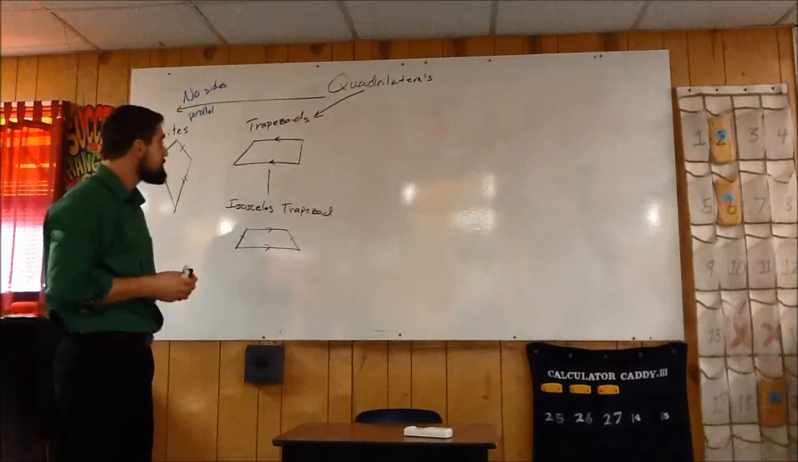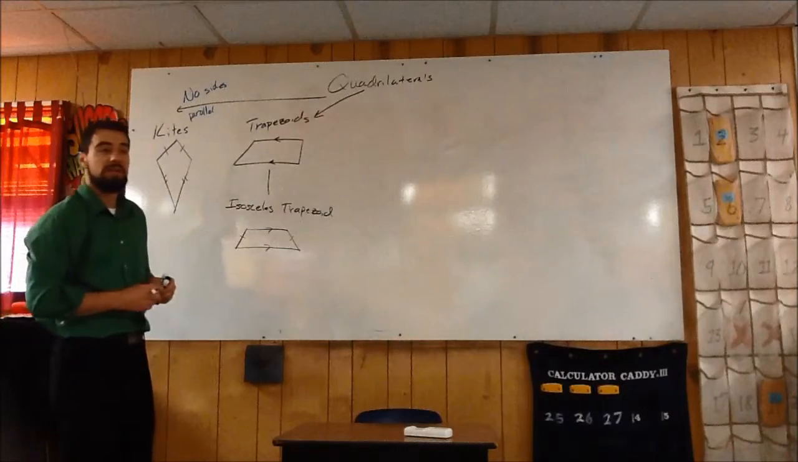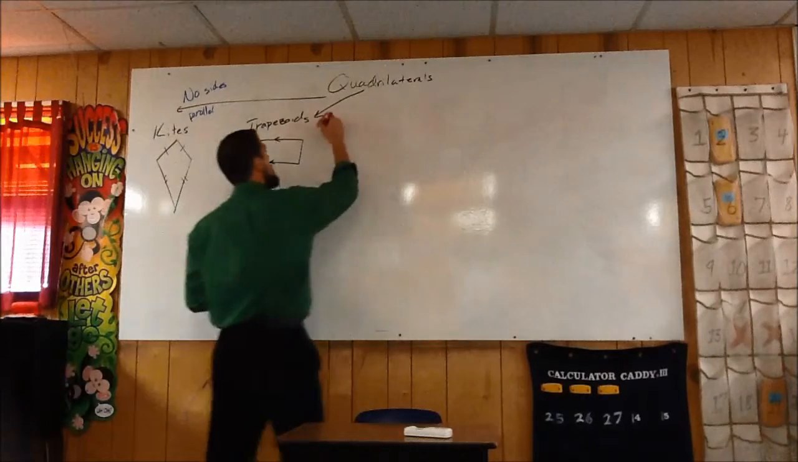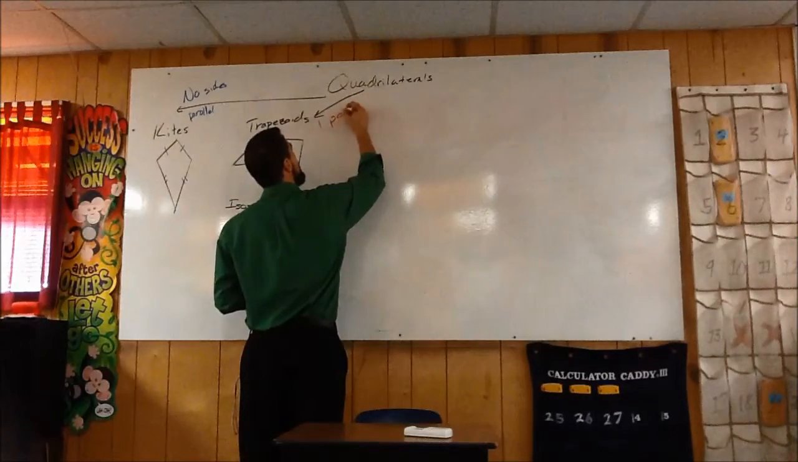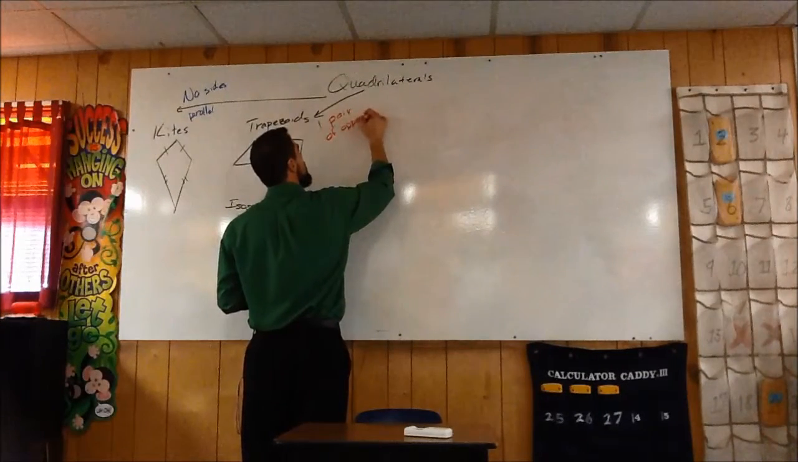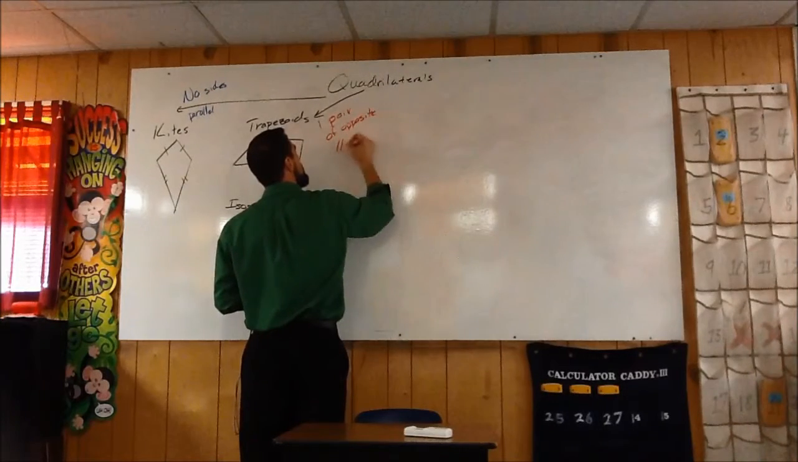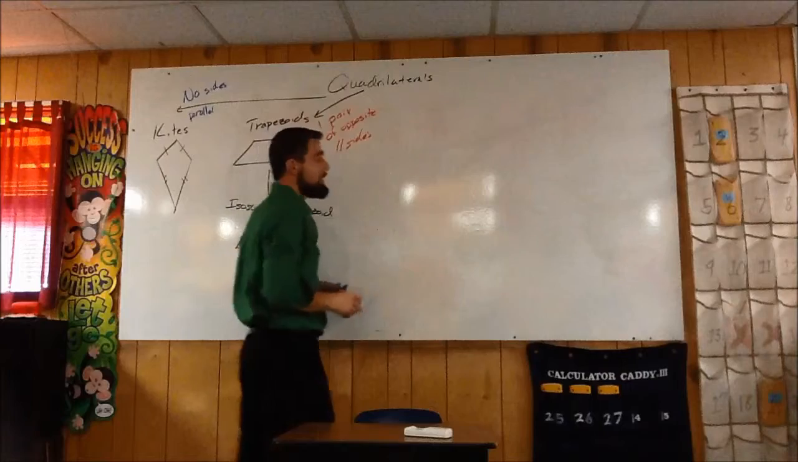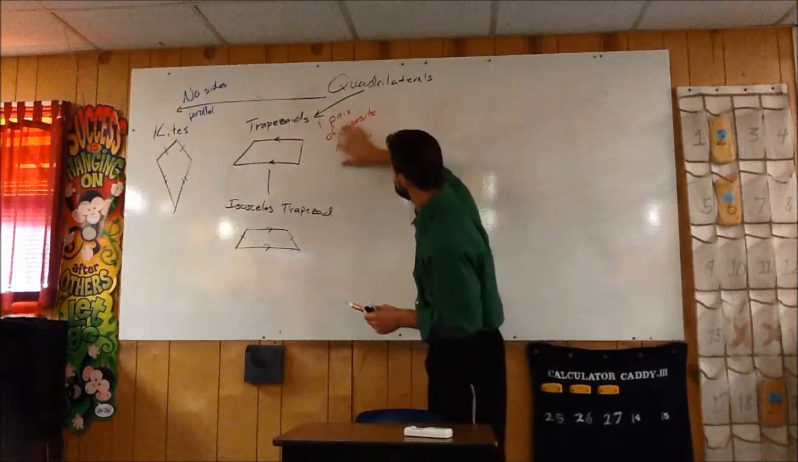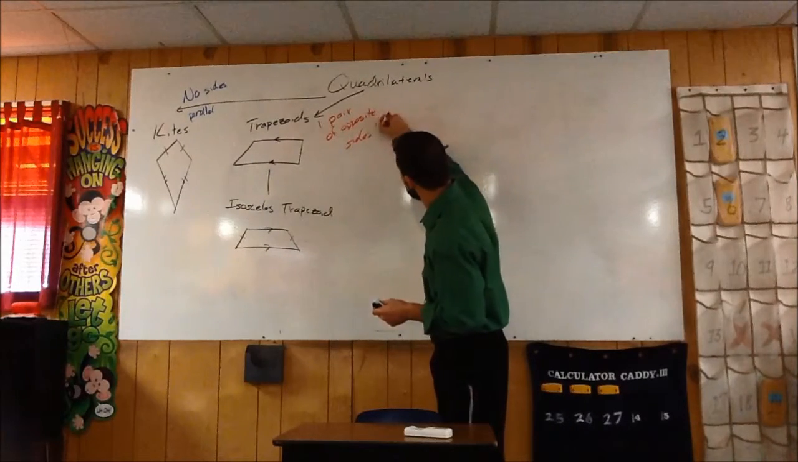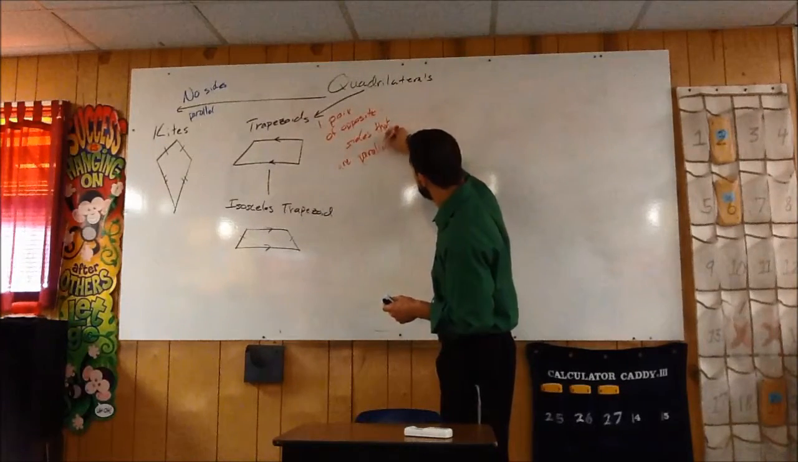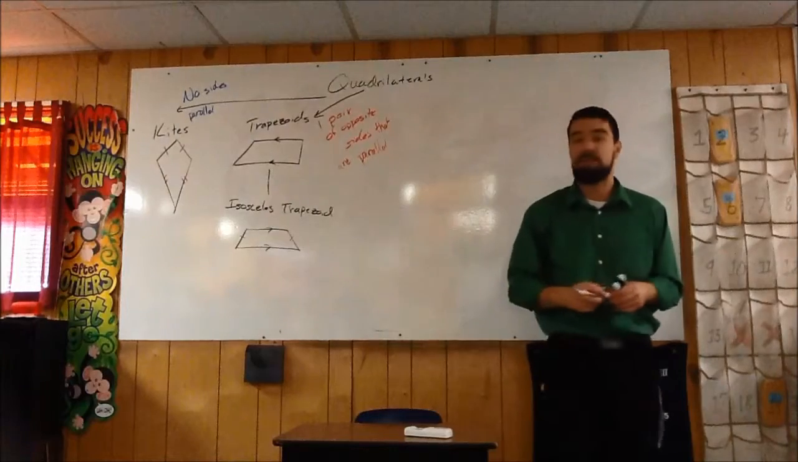What about trapezoid? How many pairs of parallel sides? There's one. There's one pair of opposite parallel sides. This is going to be one pair, so I just use the symbol for parallel. One pair of opposite sides that are parallel. I'll just write it out. Rather be safe than sorry. One pair of opposite sides that are parallel.